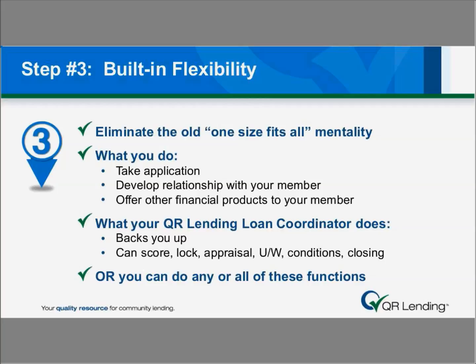Many of our credit unions use multiple delivery channels. They might be a correspondent on conventional loans because they're comfortable doing most or all of the work themselves. But they like to use the wholesale channel for their VA loans because they want us to do more of the work, especially the underwriting. And for that member that's buying a second home out of state, they have QR Lending do everything from start to finish because they're unfamiliar with that state's lending or servicing requirements.